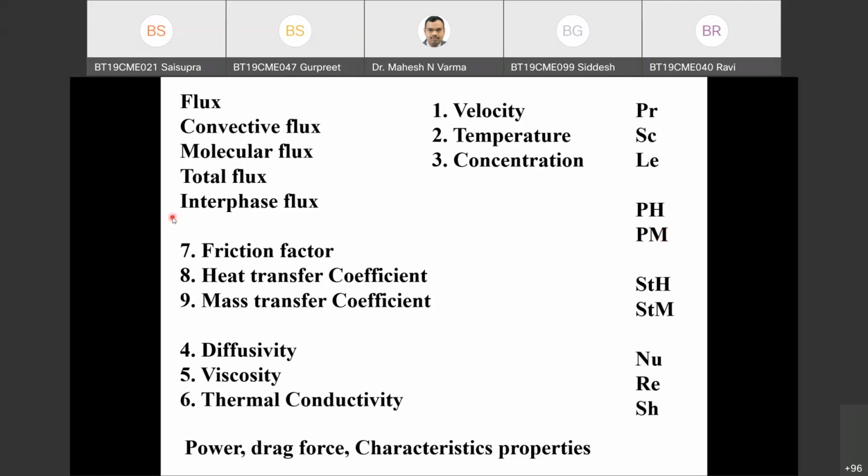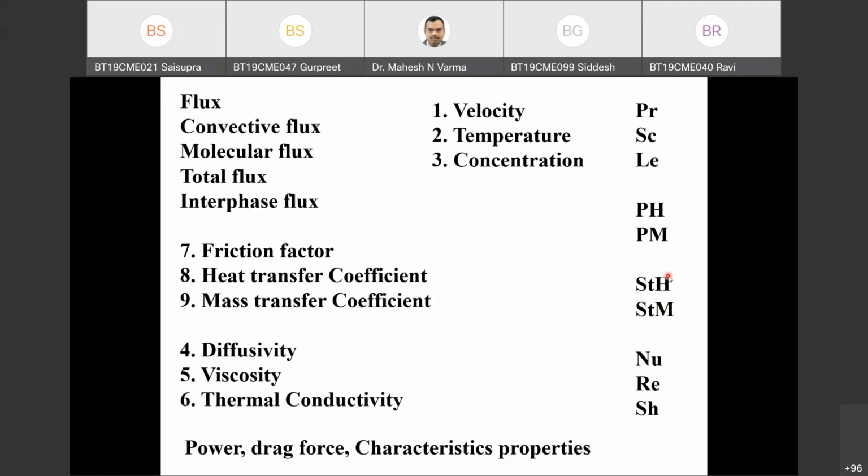Then we have interface flux. In interface flux, we have three equations again: the Fanning equation, Newton's law of cooling, and the Slattery equation. In molecular flux, we have three laws: Newton's law of viscosity, Fourier's law of heat conduction, and Fick's law of diffusion. Again, there we have two dimensionless numbers.